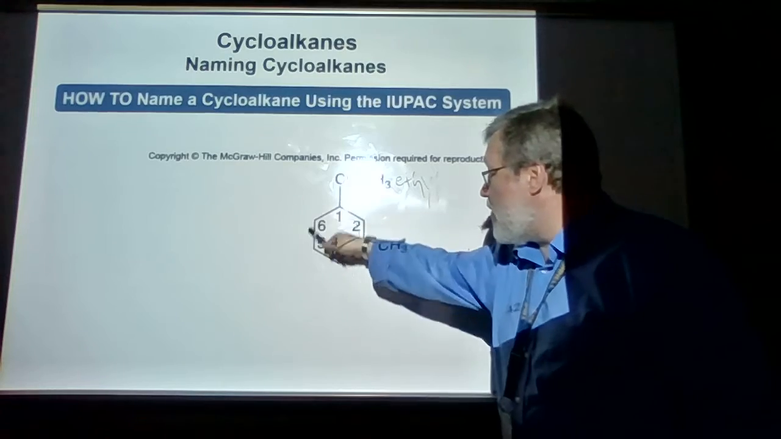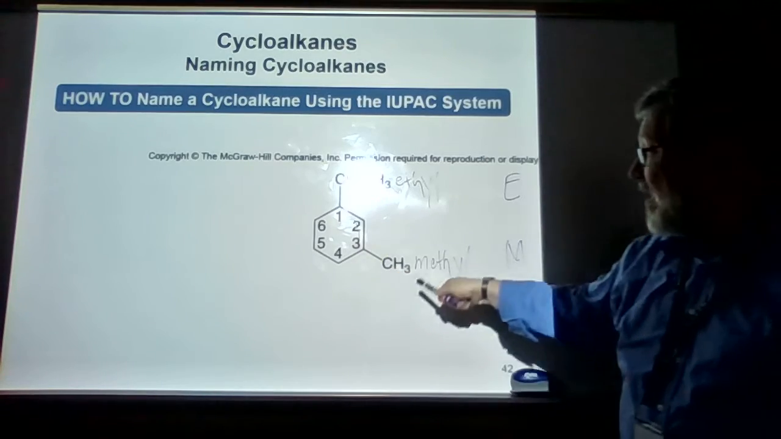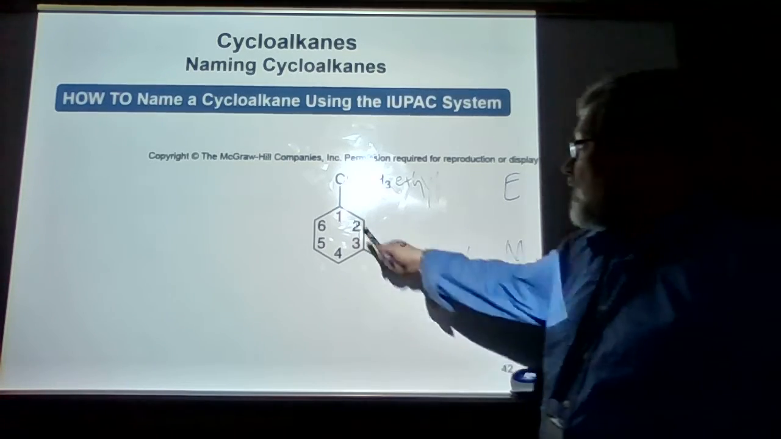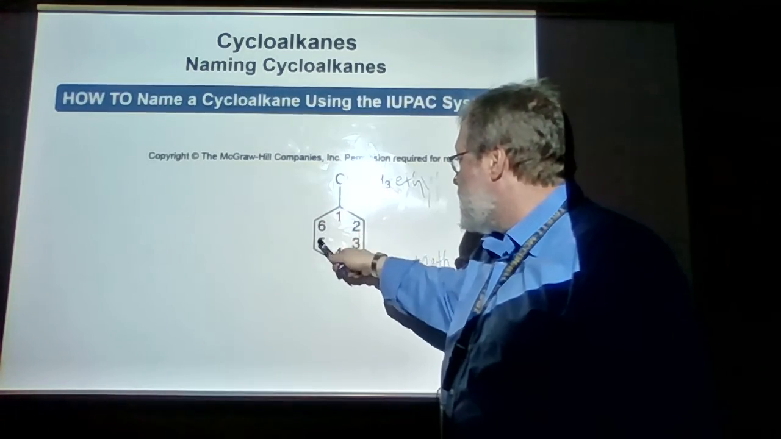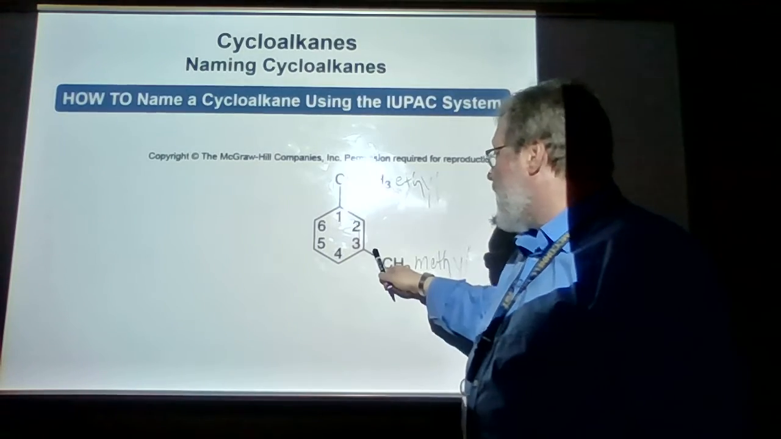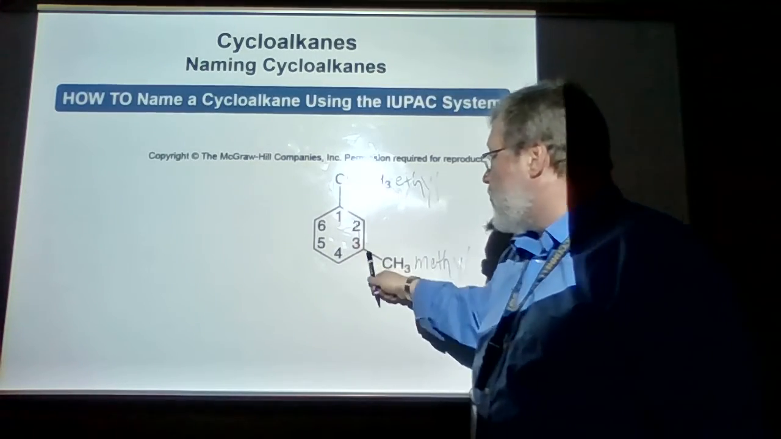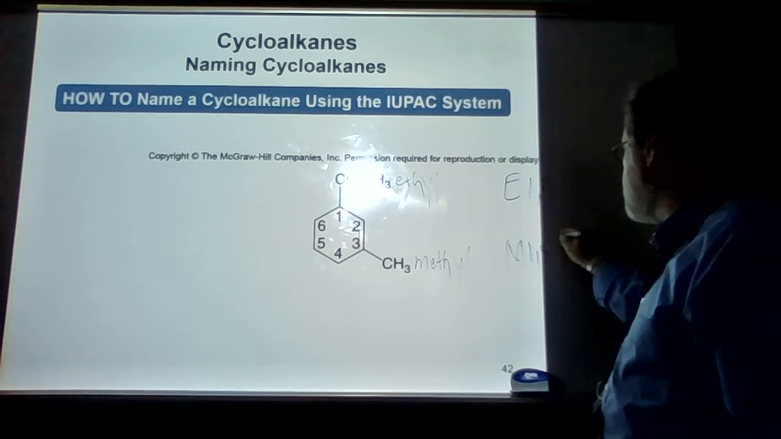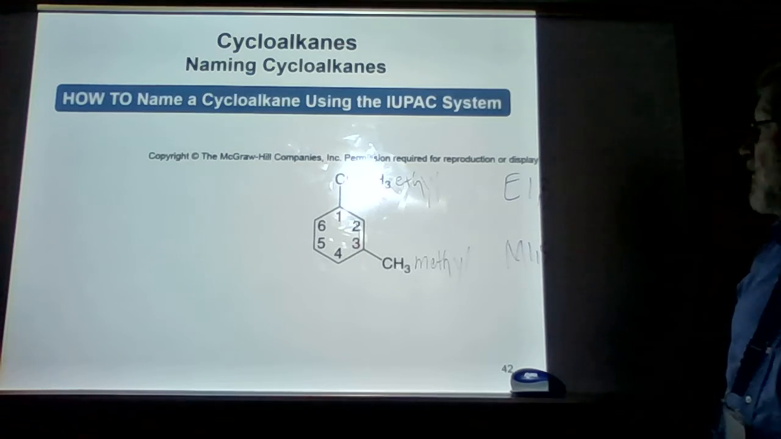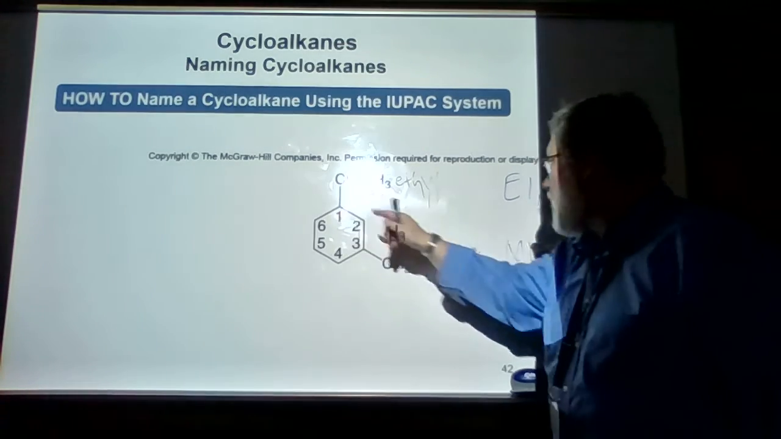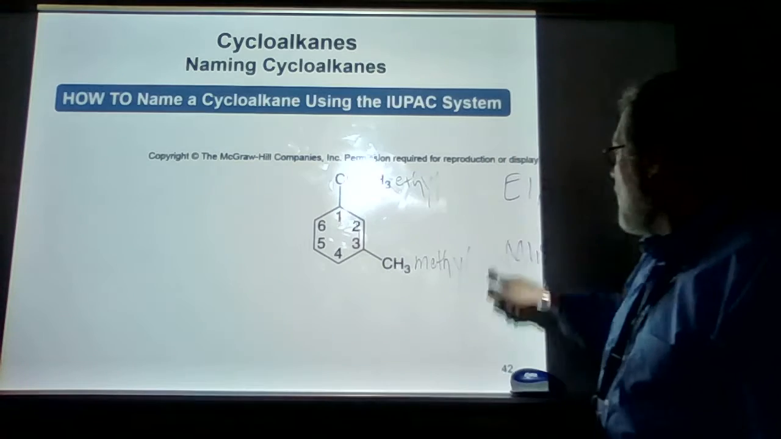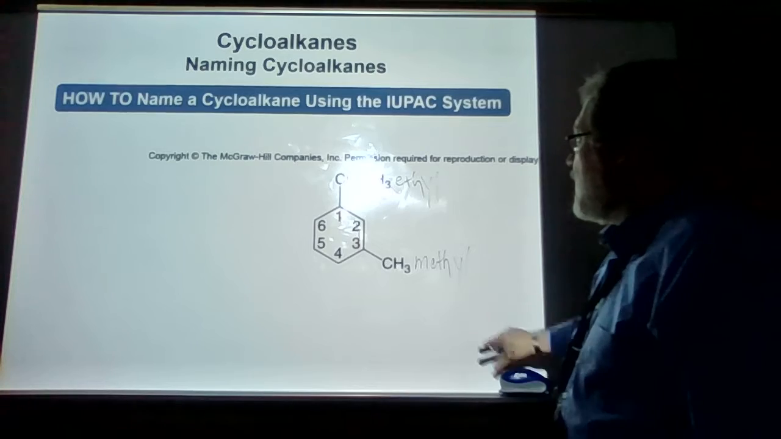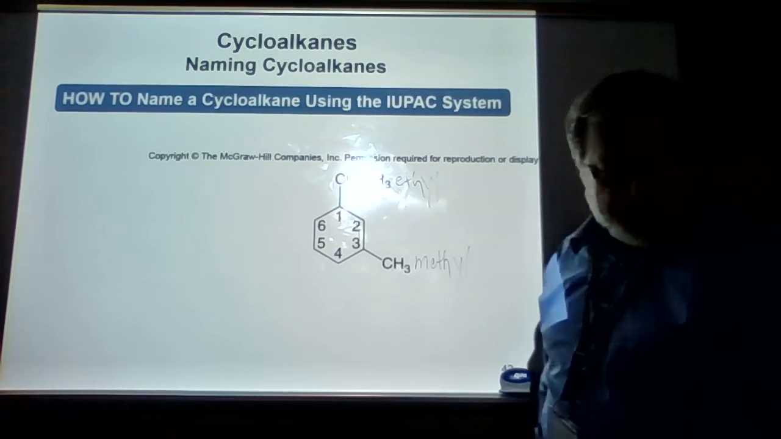Now you number around the ring, either counterclockwise or clockwise, so that the second substituent has the lowest numbering possible. If we go counterclockwise, 1, 2, 3, 4, 5, this would be a 1,5. If we go clockwise, it's a 1,3. 1,3 is lower than 1,5, so we number around clockwise. So this is 1, that's 3.